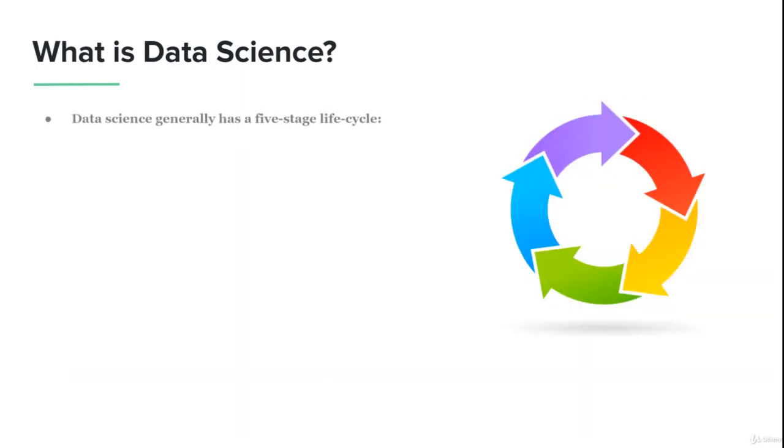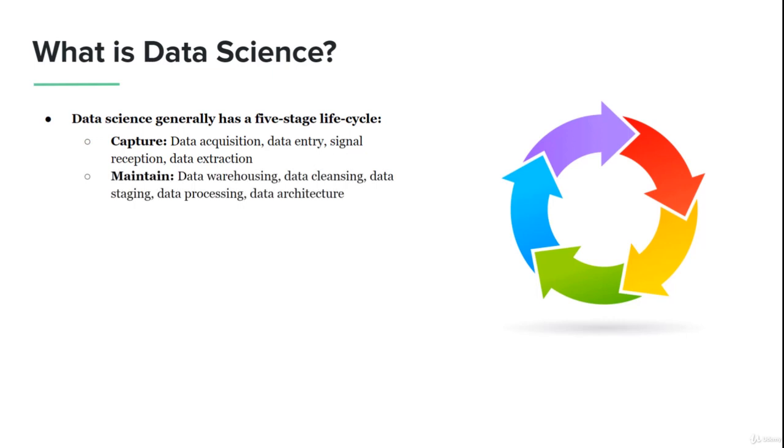Okay, so data science generally has 5 different stages of a life cycle. The first one here is the capture. This is where you have the data acquisition, where you're getting the data, capturing it, and understanding it. And then the next step is the maintain. So this is where you're warehousing the data, cleaning it, processing it, setting up the data architecture. And then the next one is the process. This is where you're data mining, working with clustering, classification, data modeling, data summarization.